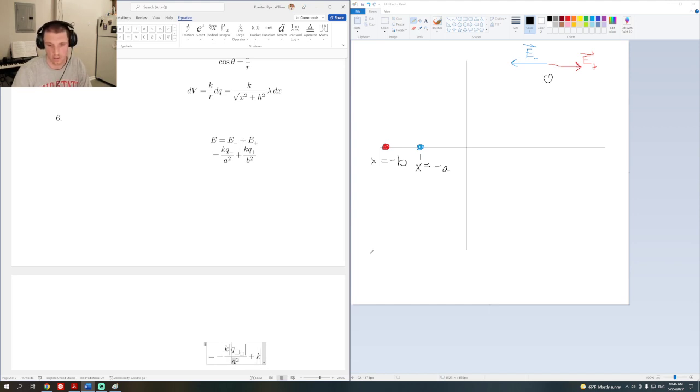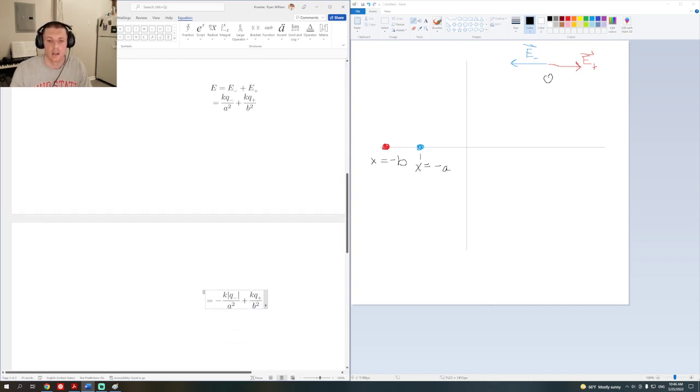Wait, what happened here? Let me fix this. KQ minus over A squared plus K, and then I don't have to do anything to Q plus because it's already positive, right? Over B squared. Yeah, so I think this is fine.